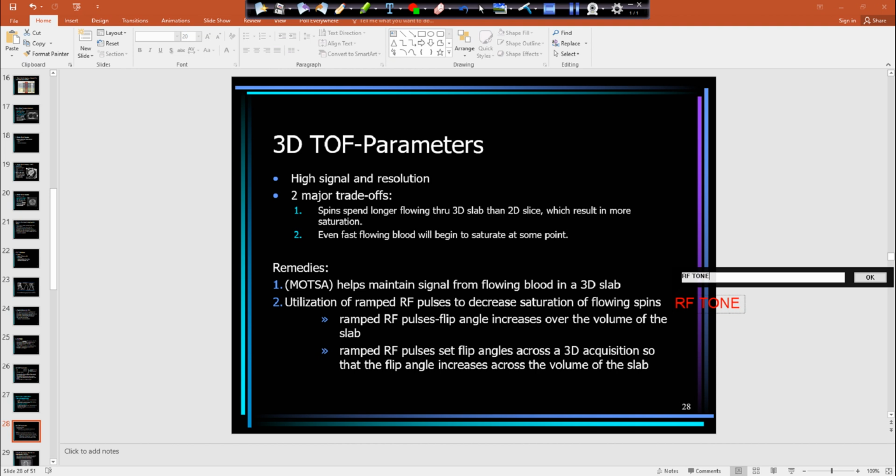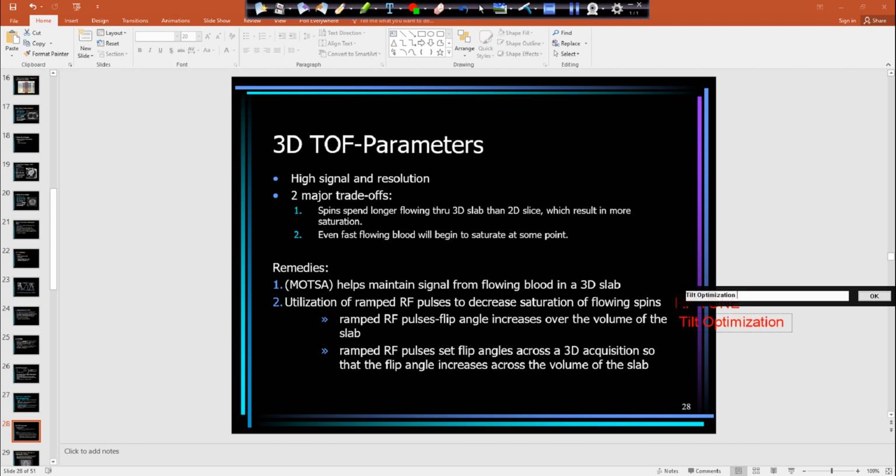And TONE stands for tilt, optimization, non-saturation, excitation. RF TONE, and TONE stands for tilt, optimization, non-saturation, excitation.